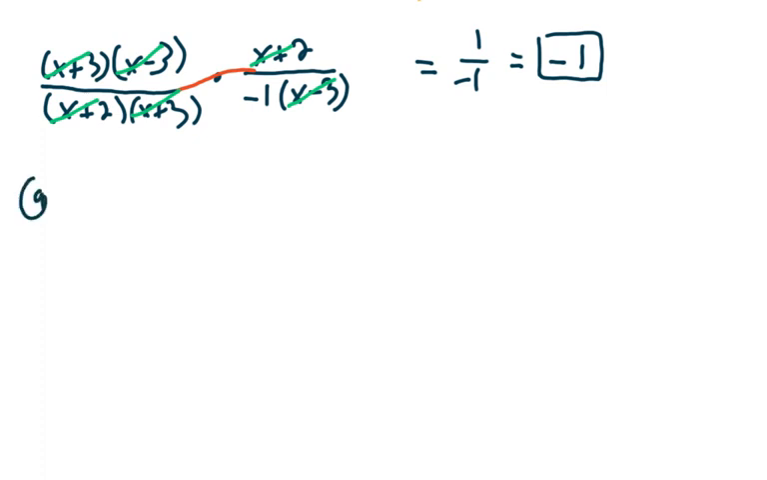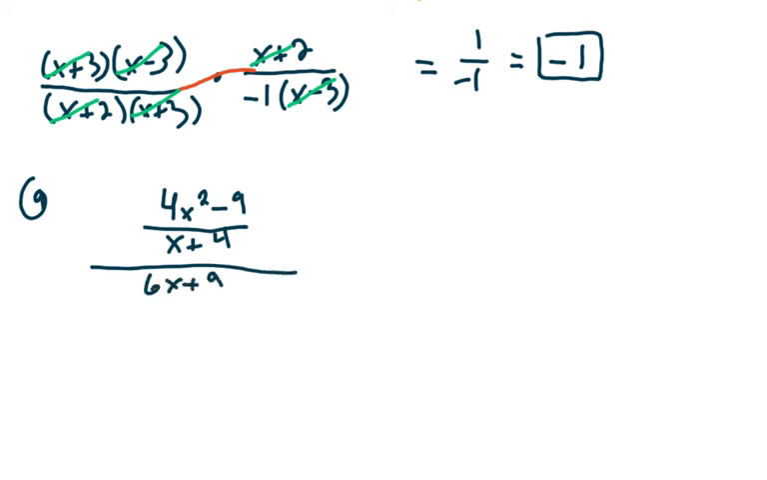All right, number 9. I'm not going to solve number 9 all of the way, but I'm just going to show you something that you could do with it. So 4x squared minus 9 over x plus 4 divided by 6x plus 9 over 2x squared plus 5x minus 12. To be honest, I didn't like the way I wrote this.